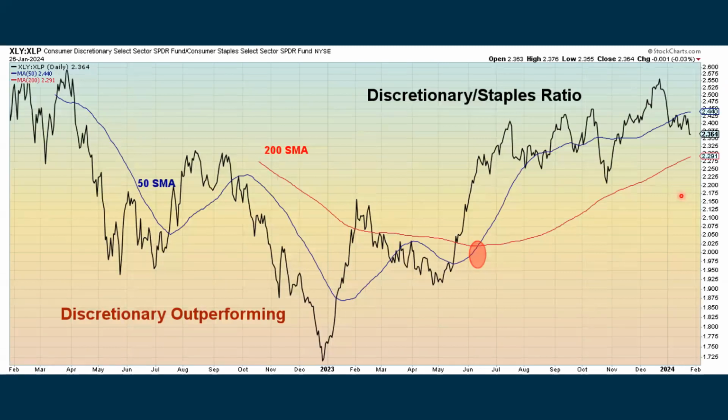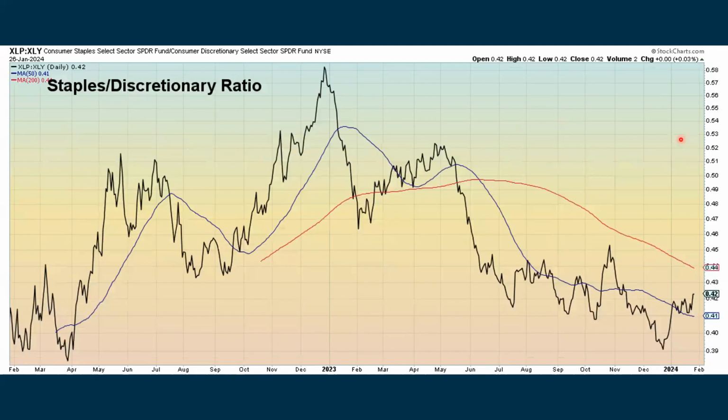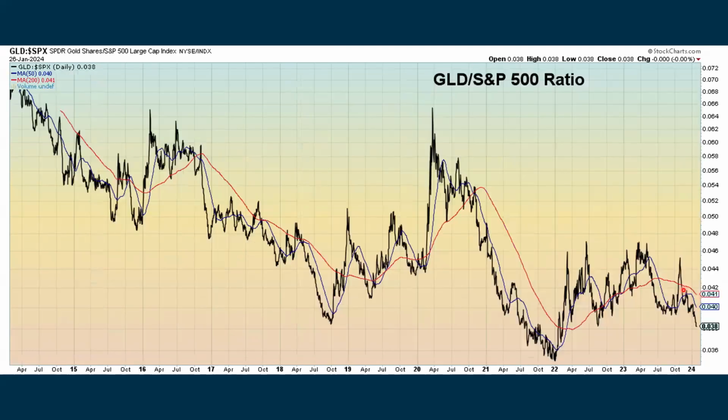We look at discretionary versus staples, where this isn't as strong as we would really like it to be. It's still in an uptrend showing discretionary is outperforming, but it has been falling back so far in 2024. Here's an inverse showing how staples are underperforming, but lately have been going sideways to showing some improvement when compared to discretionary. Gold continues to underperform the S&P as gold's been pulling back and the S&P has been going up.